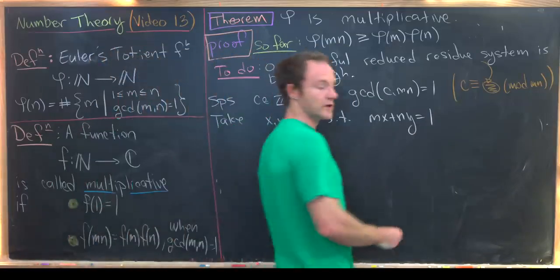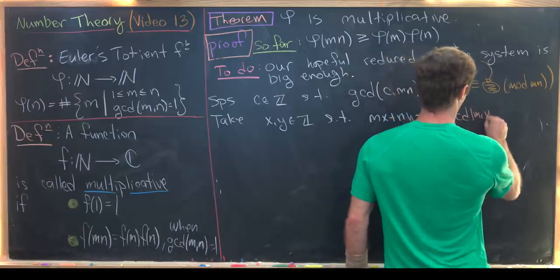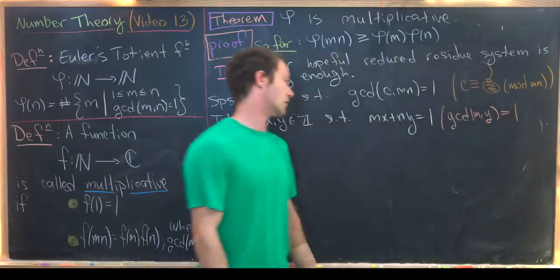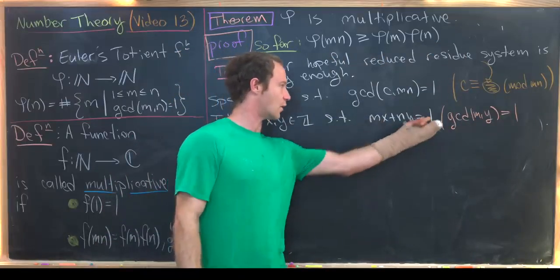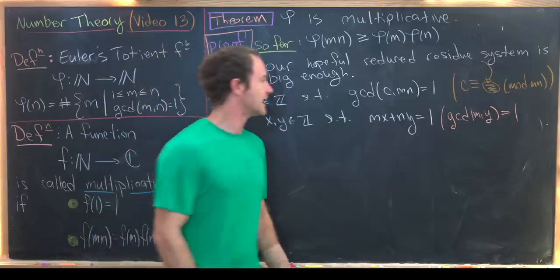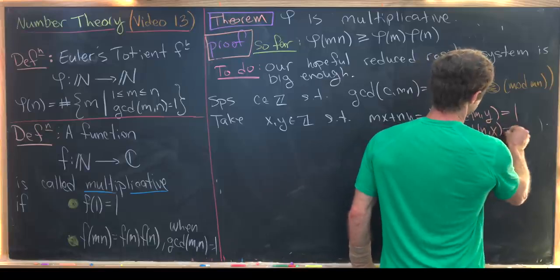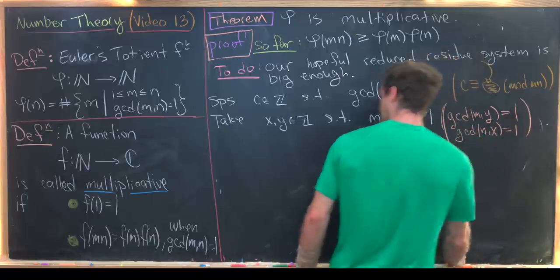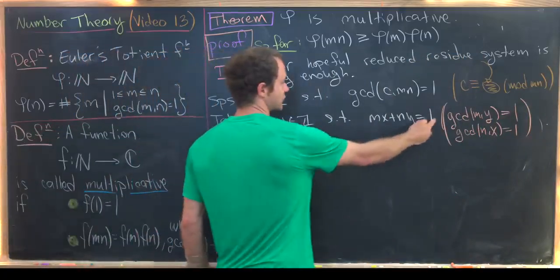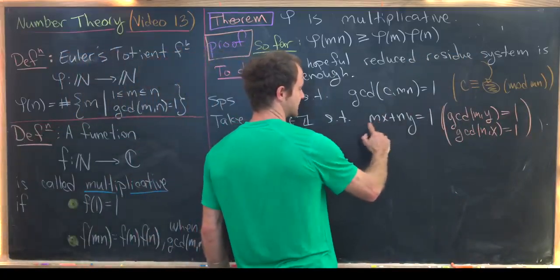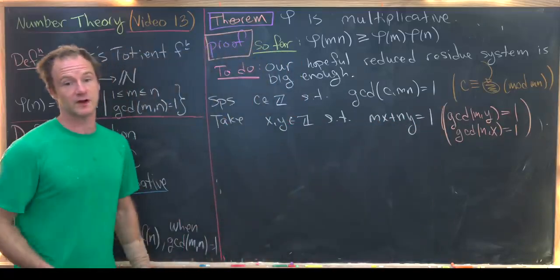But now let's notice that this means that the GCD of m and y is also equal to 1, because we've got a linear combination of m and y that creates 1. And likewise, the GCD of n with x is also equal to 1. So even though x and y were kind of brought into existence to create this, which uses the structure of m and n, we get this extra stuff kind of for free.